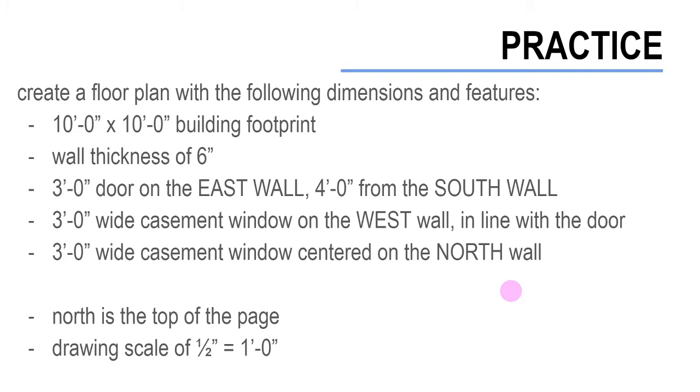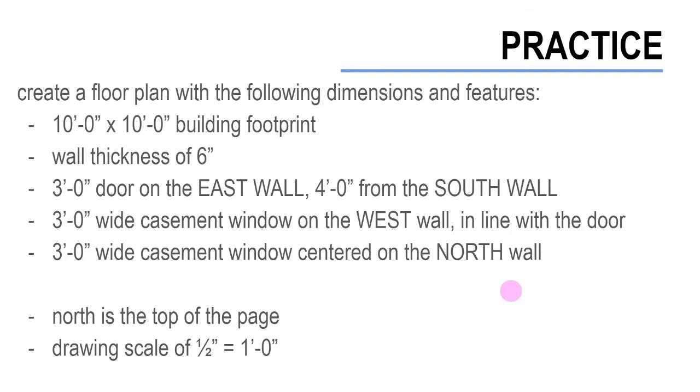So we're going to make a 10 by 10 building, wall thickness of 6 inches. We're going to have 3 openings in this building that are all 3 feet wide. A door on the east wall that's 4 feet in from the south. A window on the west wall that is in line with the door that is opposite from it, and then another window centered on the north wall.